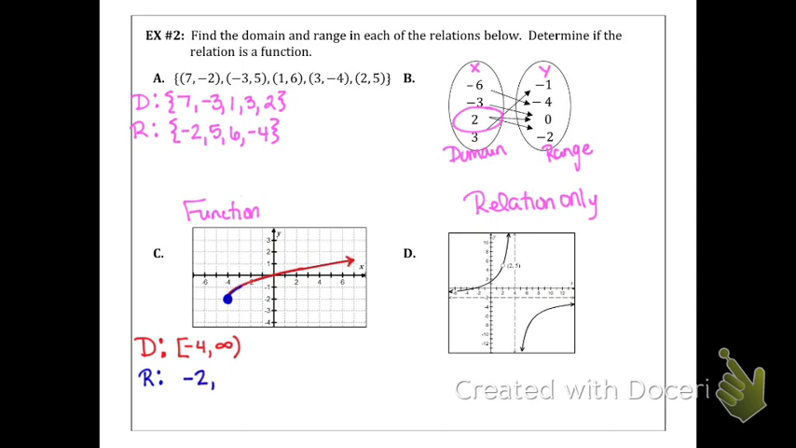And then as I go on my graph, I can see it's going up and up and up, and then it's going to keep going up. So the very top of my graph, it's going to go up to infinity. Again, infinities are always going to be parentheses. And at the -2 right there, we can see that was a closed circle, so therefore it gets a bracket. And is this a function? Yes, it is. None of my x's are repeated.